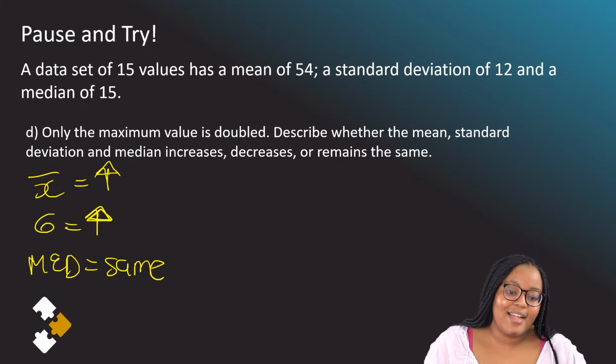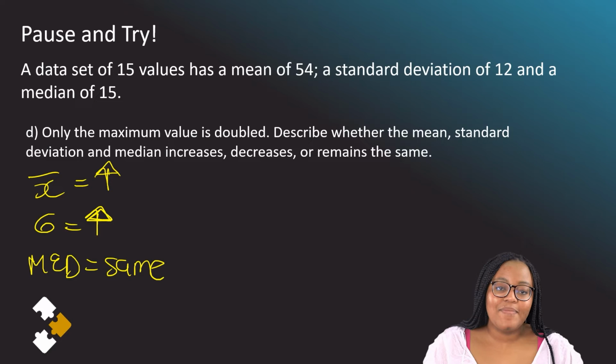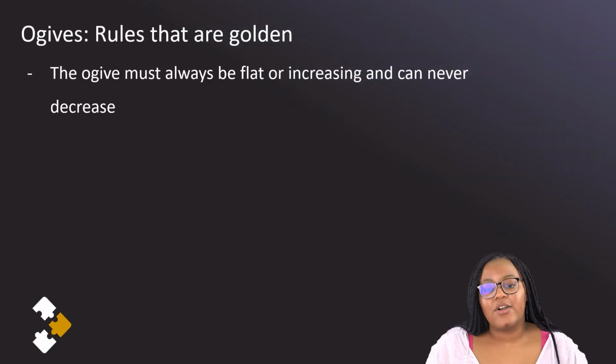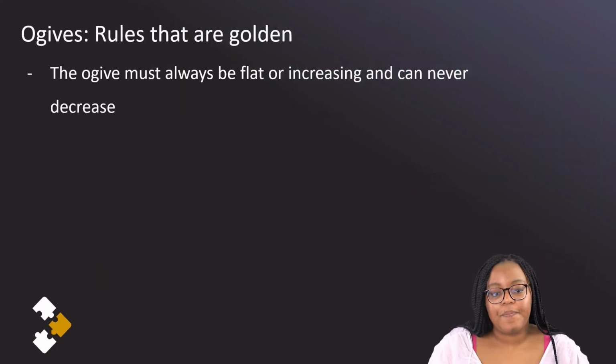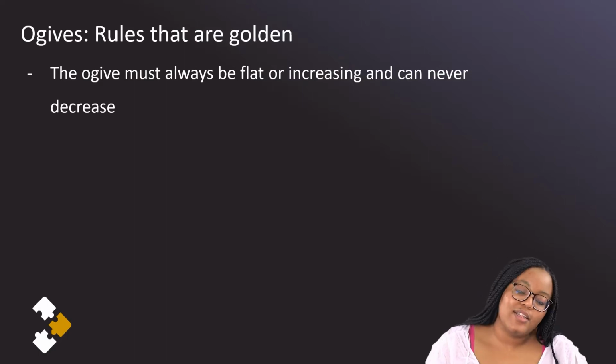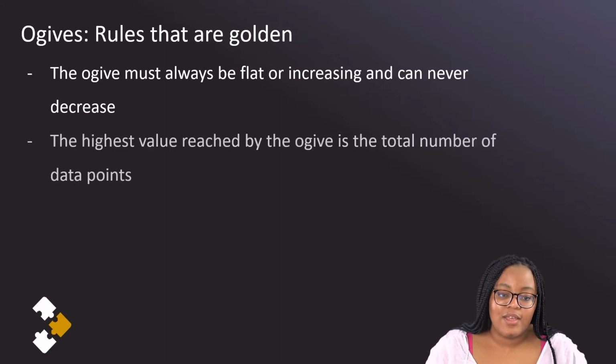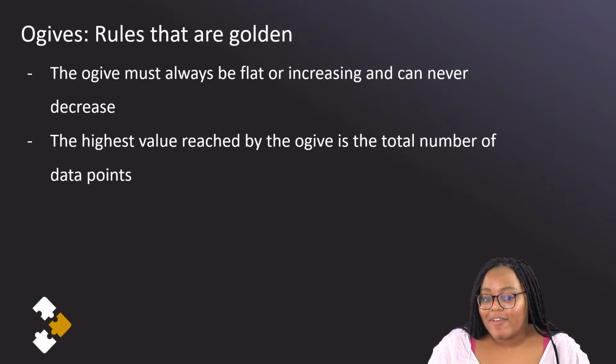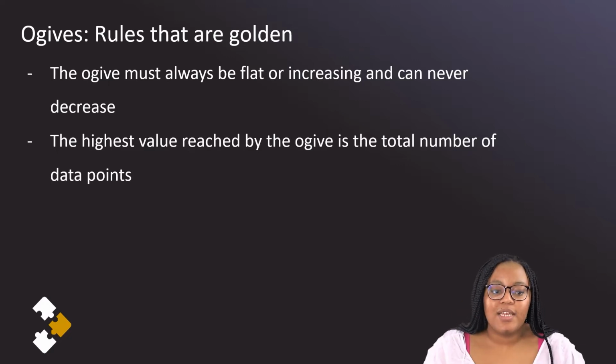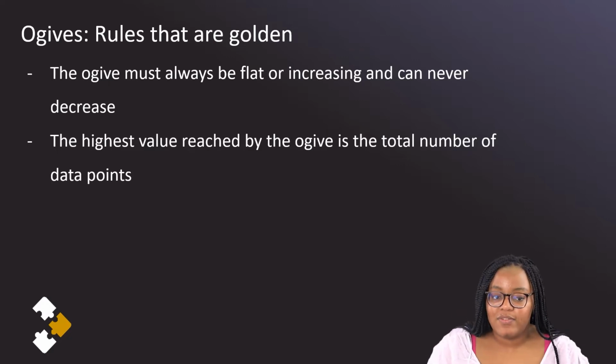We are done looking at our measures of central tendency, let's take a look at ogives. Rules regarding ogives. 1. An ogive must always be flat or increasing and can never decrease. This is because an ogive is going to be depicting the cumulative frequency of your data. That means that the highest value of your ogive is going to be the total number of data points that is going to be reached by the ogive.